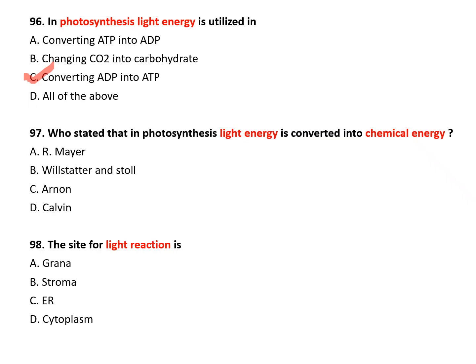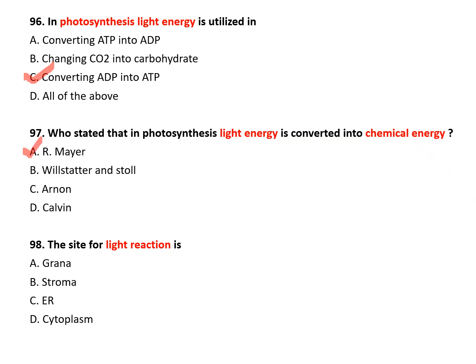The next question, number 97. Who stated that in photosynthesis, light energy is converted into chemical energy? Option A, R. Mayer, option B, Willstatter and Stahl, option C, Arnon, option D, Calvin. The correct answer is option A, R. Mayer.